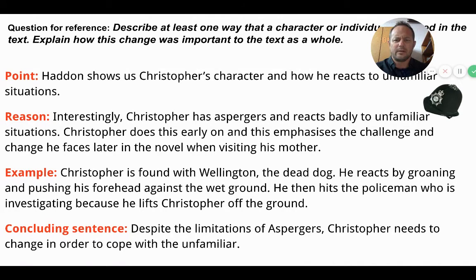So here you can see this is our little rundown of that paragraph type: point, reason, example, and a concluding sentence. You don't have to write just one sentence for each. You may have to write two. If you look at my example, there's a couple of sentences there. Same as my reason, there's a couple of sentences there. However, it is a fairly short paragraph type.